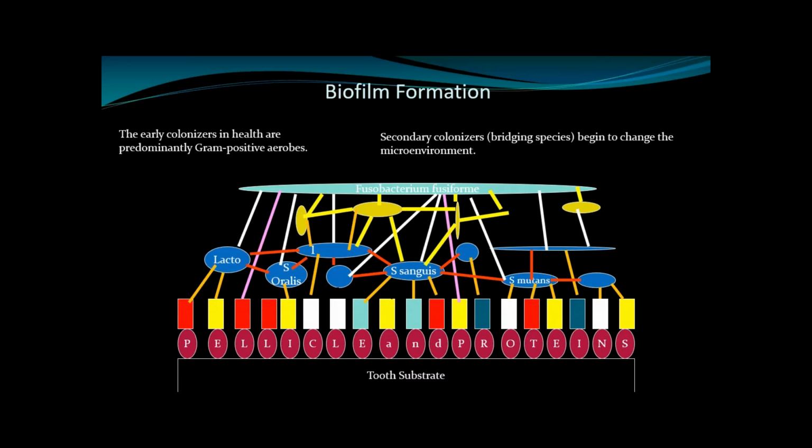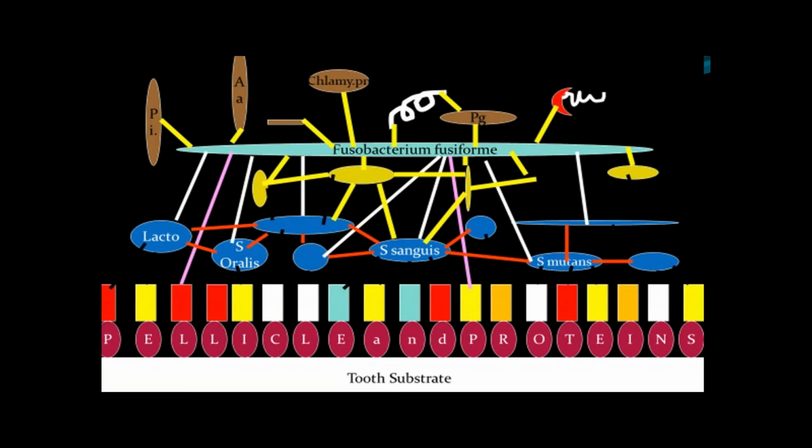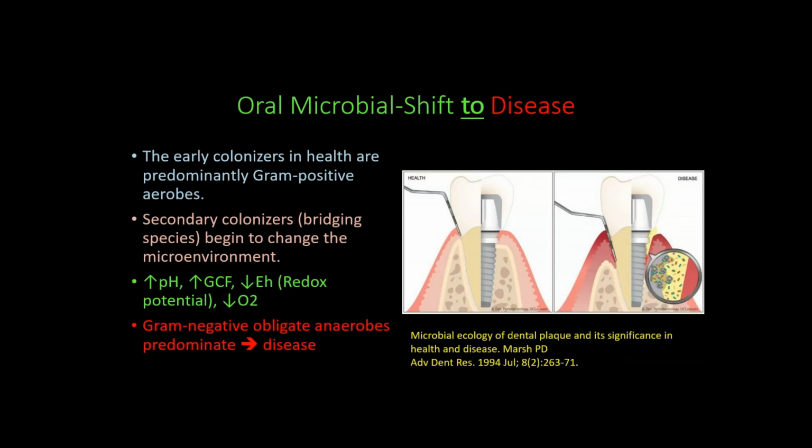Well, as soon as the secondary colonists come on board, they begin to change this microenvironment. And now your predominant species become your gram-negative obligate anaerobes. So going back to what Philip was looking at, what we have to understand is the shift to disease occurs when these things happen.